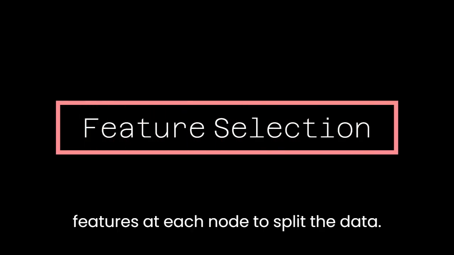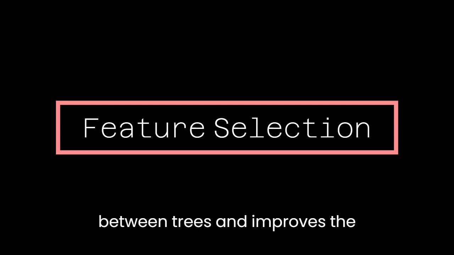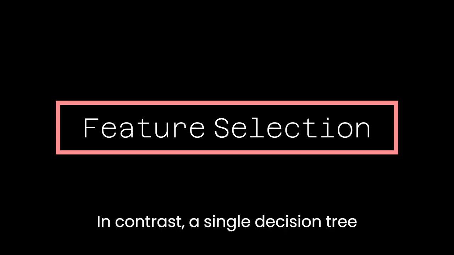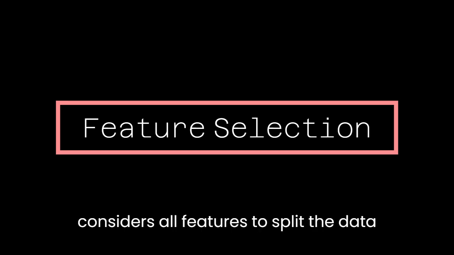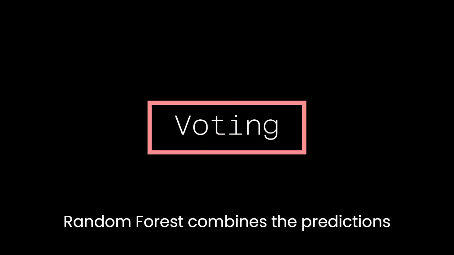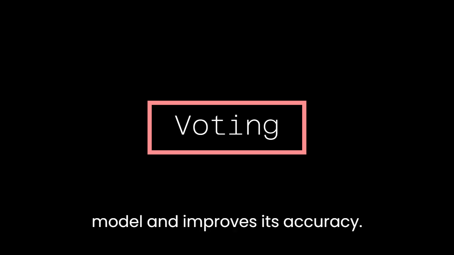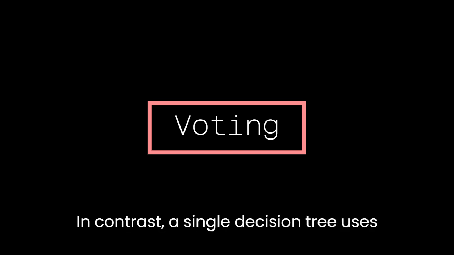Feature selection. Random forest selects a random subset of features at each node to split the data. This helps to reduce the correlation between trees and improves the generalization performance of the model. In contrast, a single decision tree considers all features to split the data at each node. Voting. Random forest combines the predictions of multiple decision trees by taking the majority vote of their predictions. This helps to reduce the variance of the model and improves its accuracy. In contrast, a single decision tree uses its own prediction to classify the data.